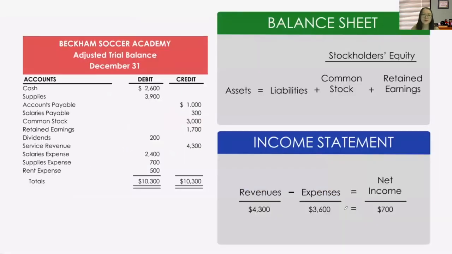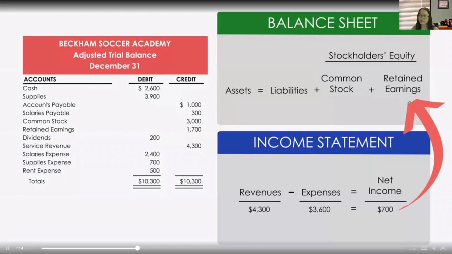Okay. So first of all, asset equals liability plus stockholder equity plus retained earnings. And these two components is the stockholder equity statement. And income statement, all we need to do is find the revenue minus expenses. Hence, that is 4,300 minus 3,600. And then we got 700 net income. And the net income is a very important portion of retained earnings. Okay. Hence, that 700 is going to move to the retained earnings account.